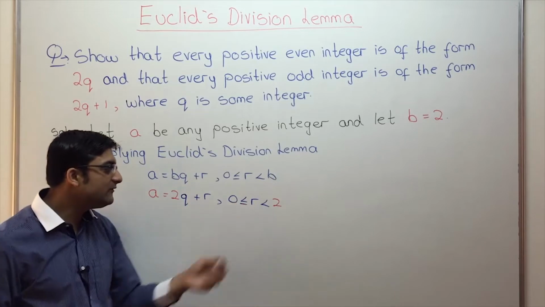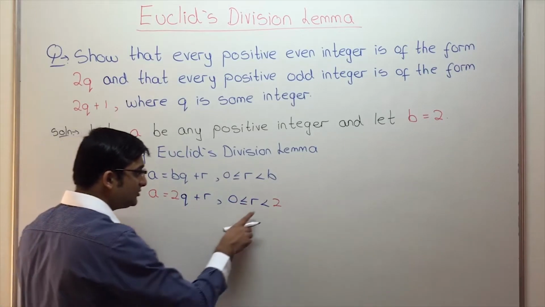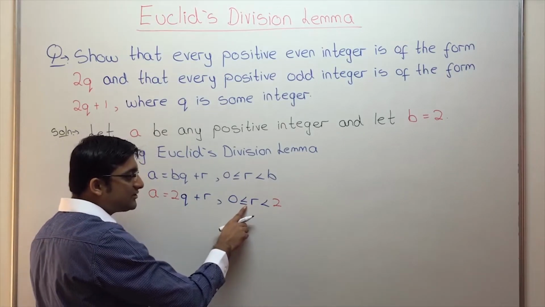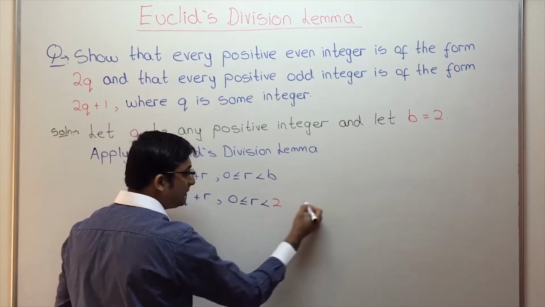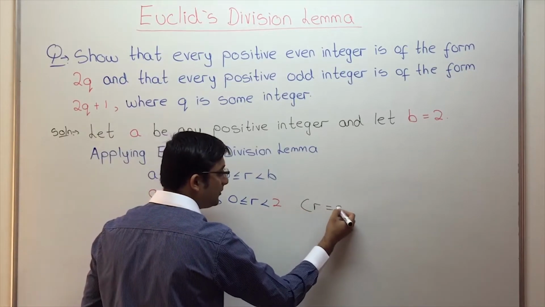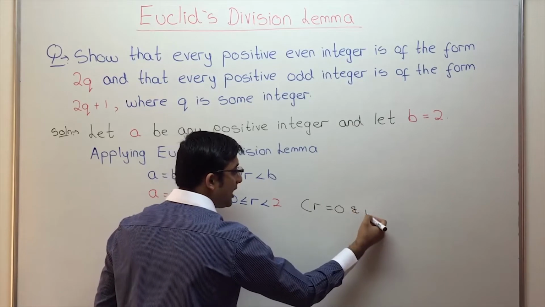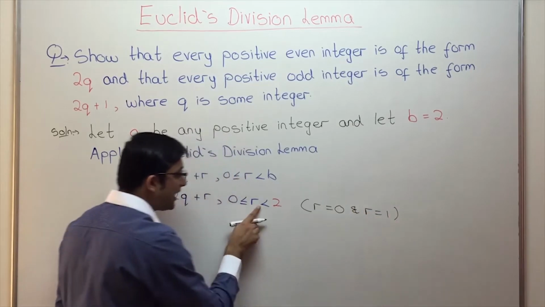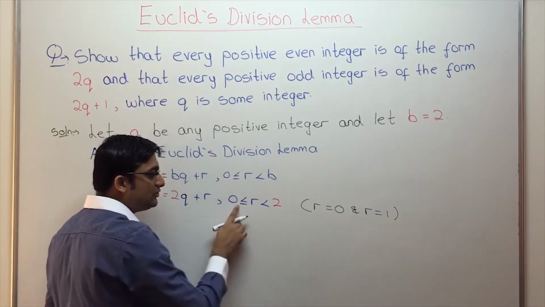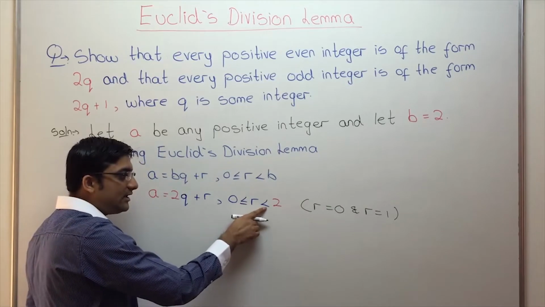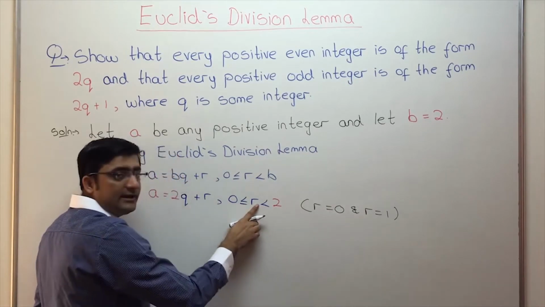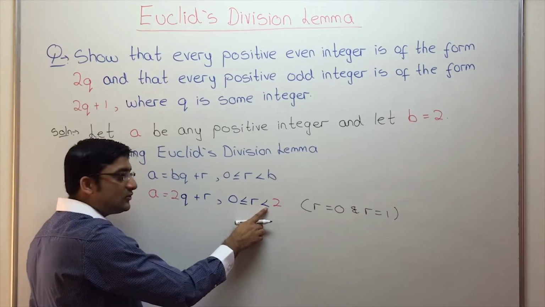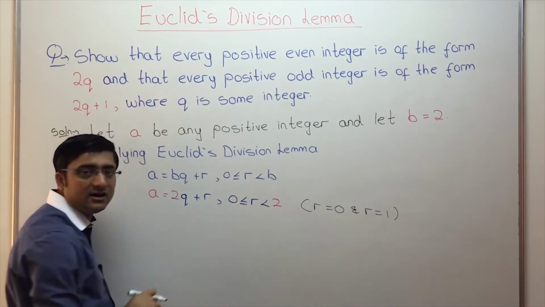So now what are the possible values of r we get from here? Possible values of r are greater than or equal to 0 and less than 2. So what are the possible values of r? r is equal to 0 and r is equal to 1. r is greater than or equal to 0, so one value is 0. What is greater than 0? 1. Is 1 less than 2? Yes. Can I take 2? No, because r has to be less than 2. So possible values of r are 0 and 1.